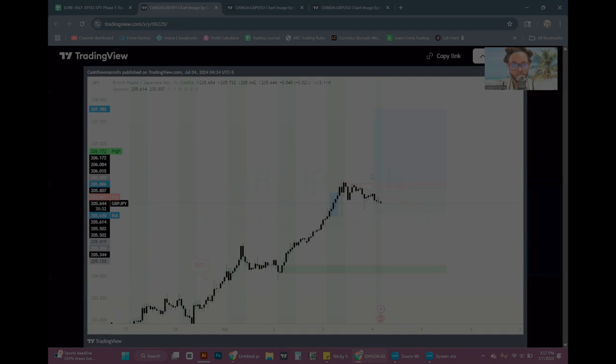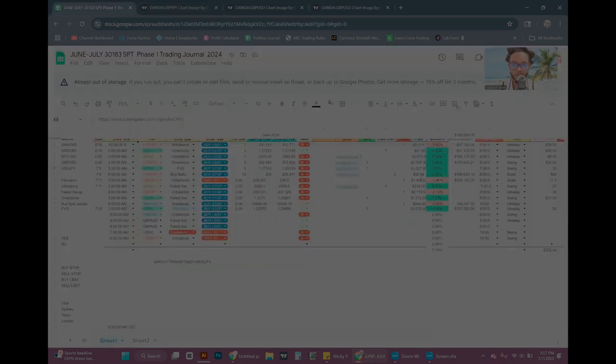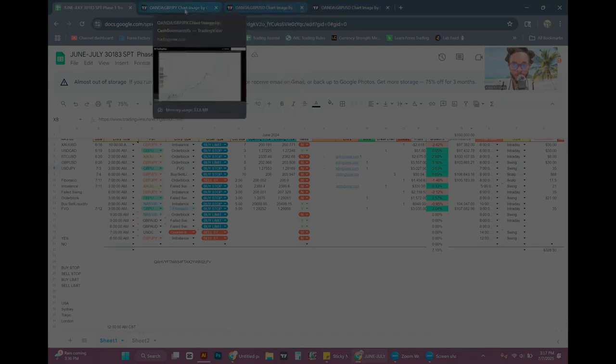Why? Because this was in a smaller time frame. And also this was GJ, the Great Britain pound versus the Japanese yen, which is very volatile, especially in the London session. So thankfully I did pull out and I profited, only 50 bucks, but it was a risk-free trade.